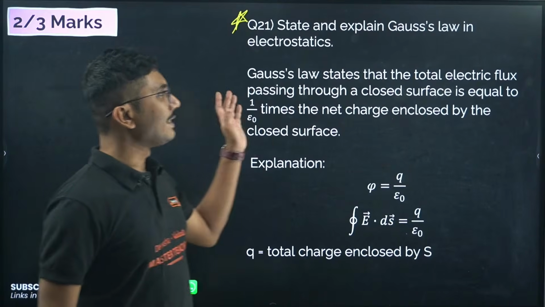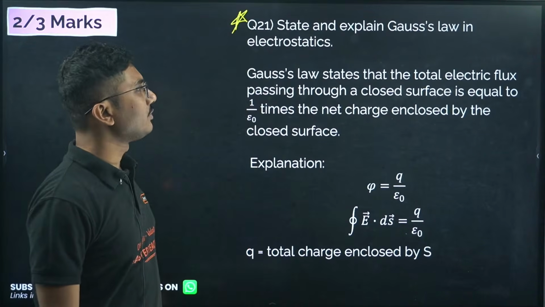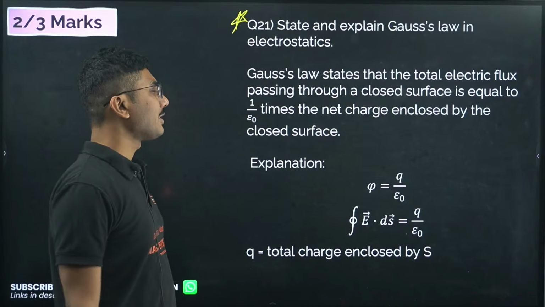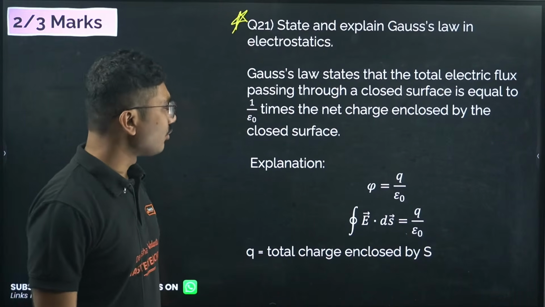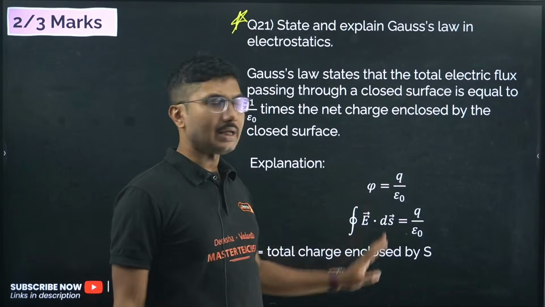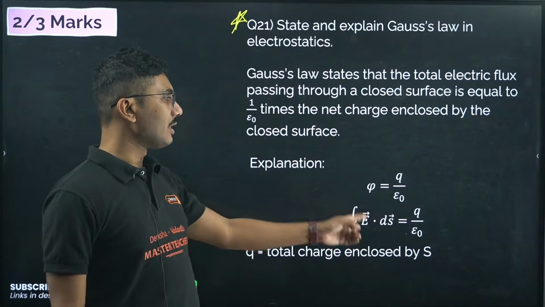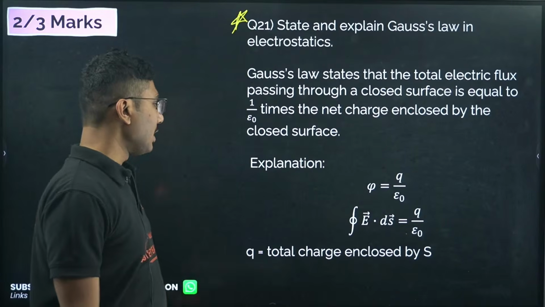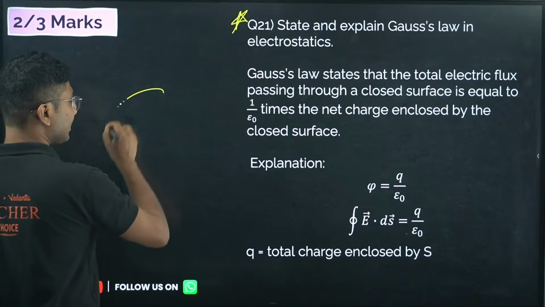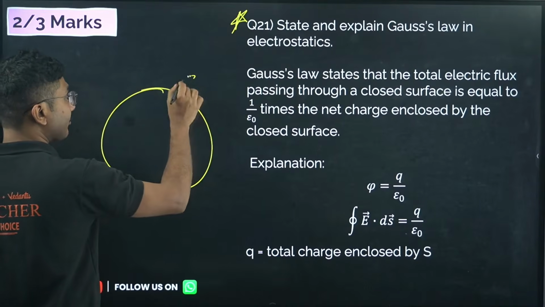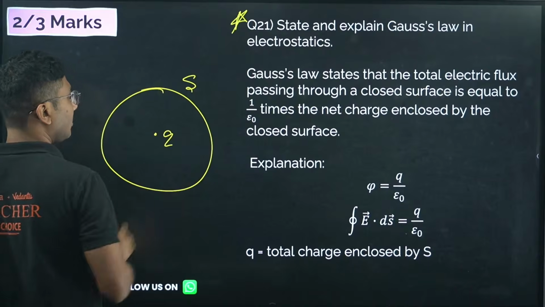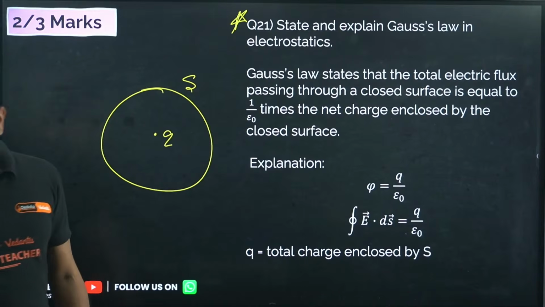So Gauss's law states that the total electric flux passing through a closed surface is equal to 1 by epsilon naught times the net charge enclosed by the closed surface. Explanation: phi equals q by epsilon naught, and the closed integral of E dot ds equals q by epsilon naught. Q is the total charge enclosed by the surface. If this is asked as an individual question, draw this diagram as well. Okay, draw this diagram, that will be sufficient.